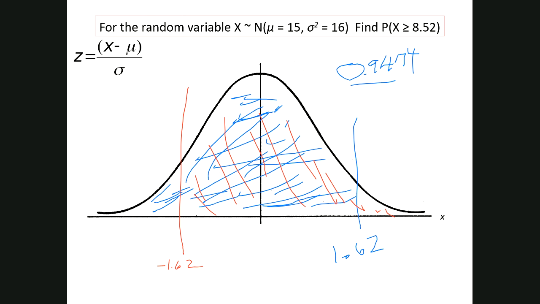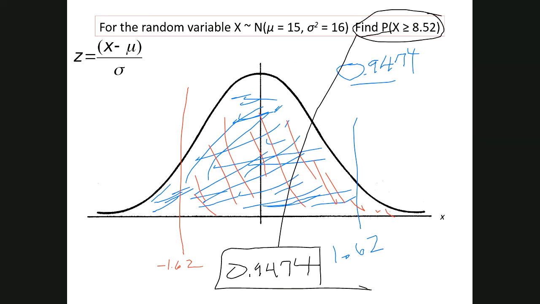So the answer we're looking for is 0.9474, which is the probability that X is greater than 0.8252.